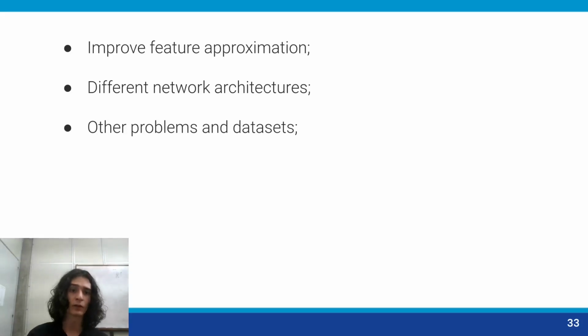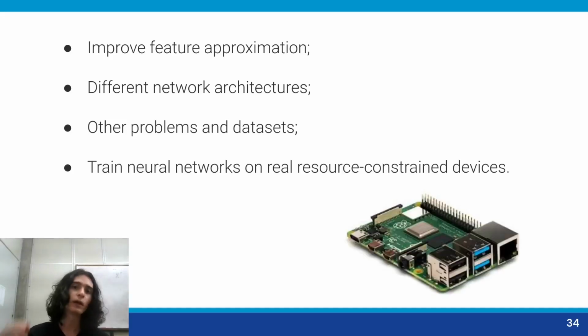We also want to explore different problems and datasets. For example, we want to go beyond computer vision. We want to explore natural language processing, and investigate whether it is possible to train a neural network to do language processing on a resource-constrained device. And we want to train neural networks on a real resource-constrained device. Very recently we have acquired a Raspberry Pi, so in the near future we will start doing experiments of training neural networks on this kind of resource-constrained device.